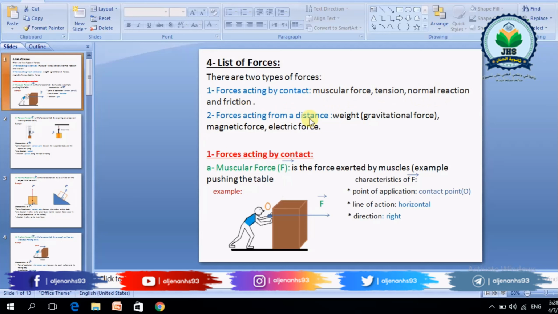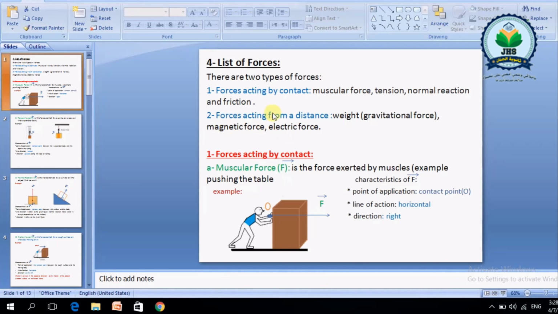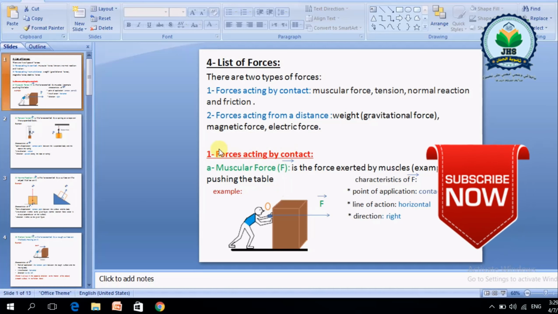When there is no contact or no touch between the two bodies, then this force is called force acting from a distance, like weight, which is the gravitational force, like magnetic force, and like the electric force. Okay, we will start with the forces acting by contact.